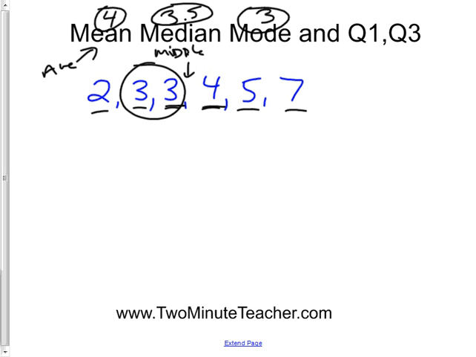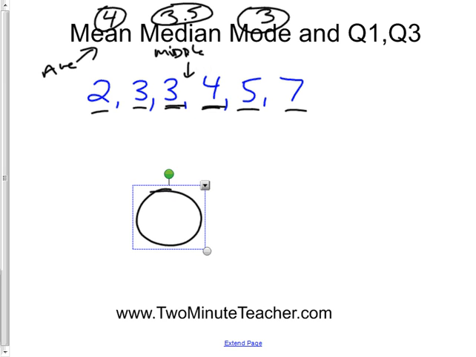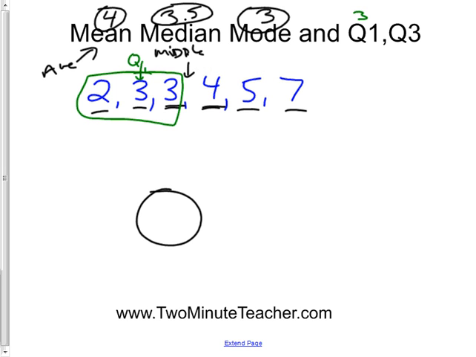And now Q1 and Q3. They are used to make a box plot, usually, and here's how you find them. This is the lower half of the data. Q1 is the middle of the lower half of the data. The middle number here is 3. So the Q1 would be 3. And Q3 is the middle of the upper half of the data. So once you get them all lined up, you find the middle of the upper half of the data, that one right there, that would be Q3.